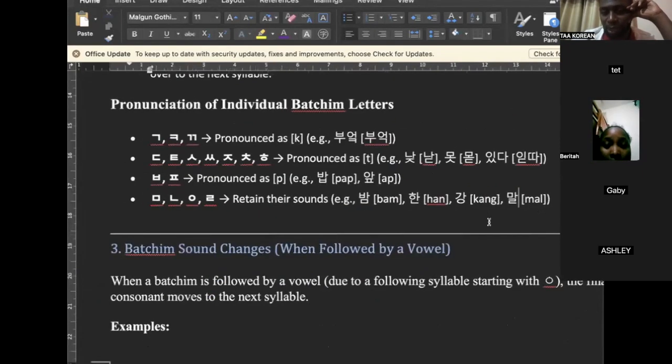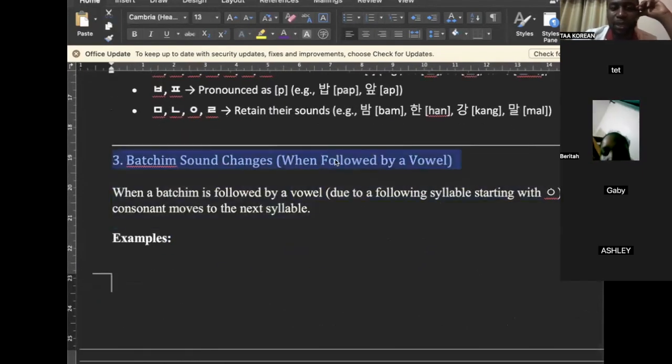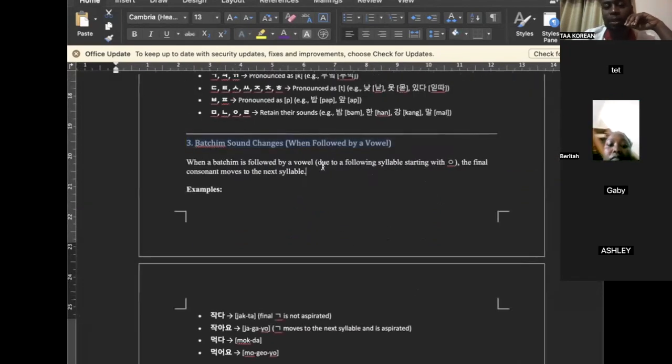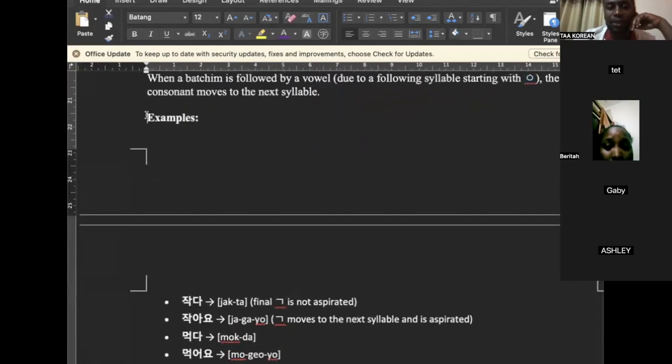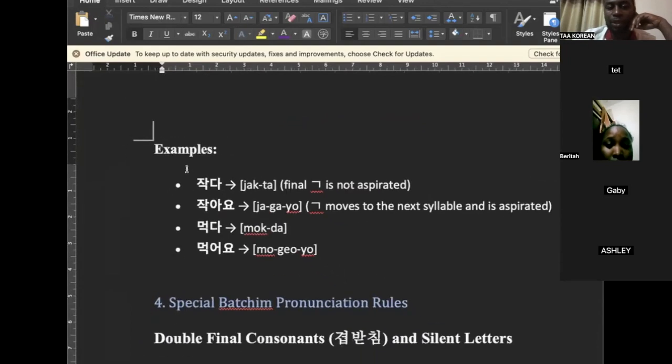I'll explain where it can be in the batchim position and still be an R. Now, batchim sound changes when followed by a vowel. When a batchim is followed by a vowel, due to a following syllable starting with a silent or empty consonant, the final consonant moves on to the next syllable. If we look at this right here, we have an example, like the word takta.